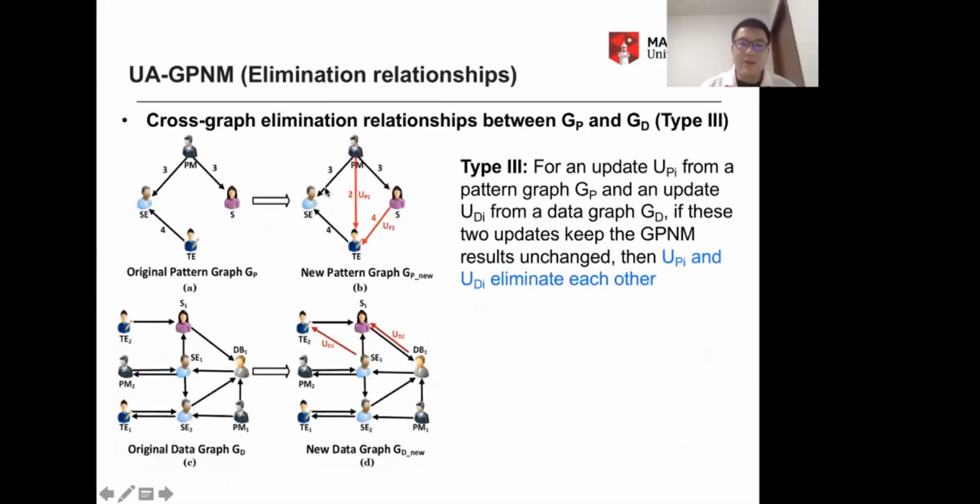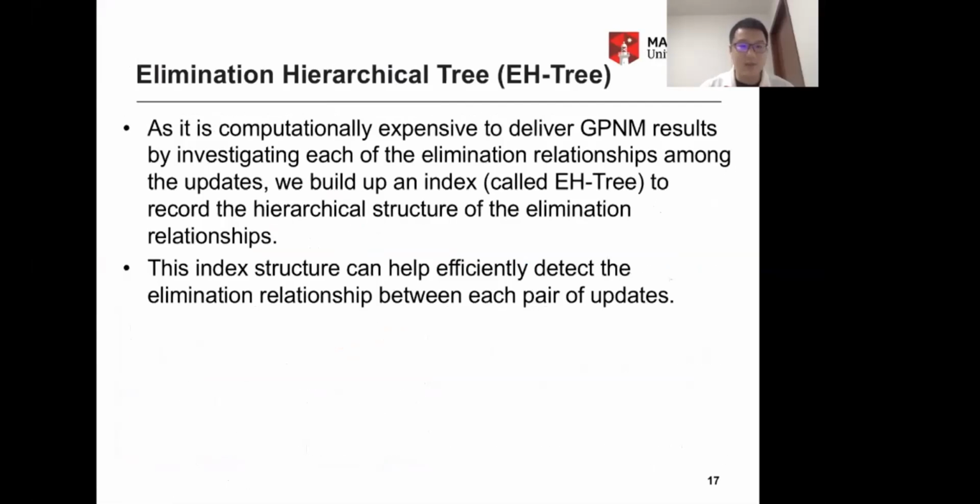The third type is called cross-graph elimination relationships between pattern graph and data graph. For an update UPI from a pattern graph GP and an update UDI from a data graph GD, if these 2 updates keep the GPNM results unchanged, then UPI and UDI eliminate each other. So this is the third type.